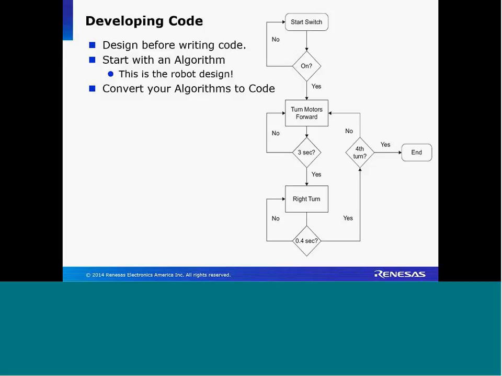This is an example of a robot moving in a square. If you look at this flow chart, we say go forward for 3 seconds and make a turn. At this point, that is one complete square, where the robot will go straight for 3 seconds and then make a right turn for 0.4 seconds.